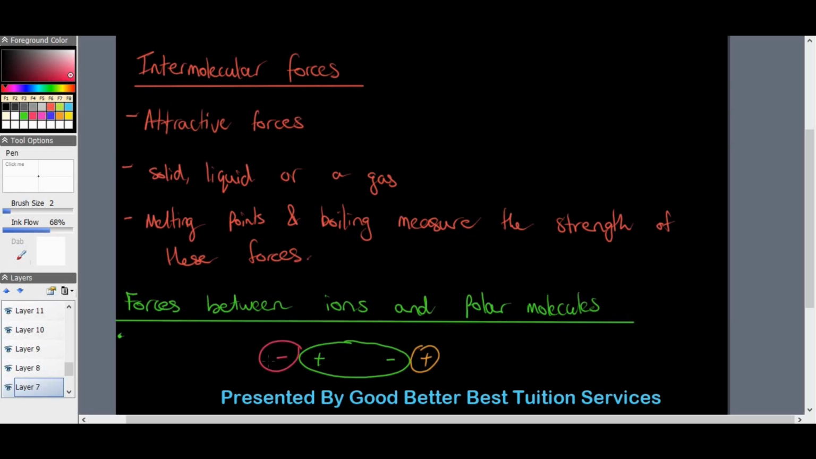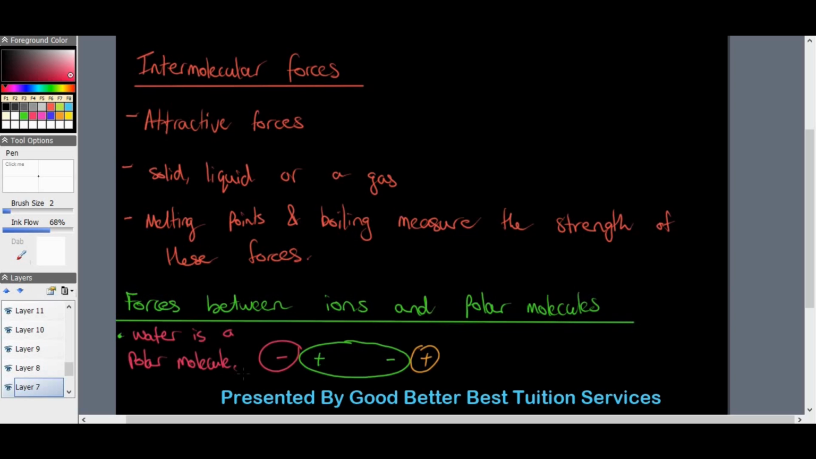Much like this. An example of this would be water. Of course, water is a polar molecule. If you didn't know that water is a polar molecule, I'll write it down for you, and we must never forget this. It's a polar molecule.